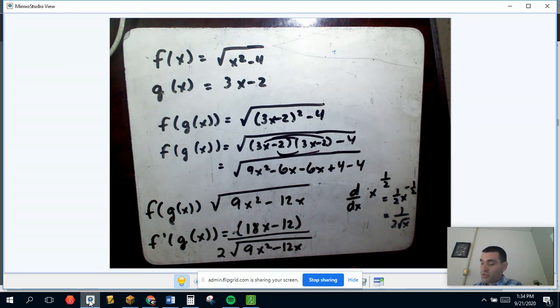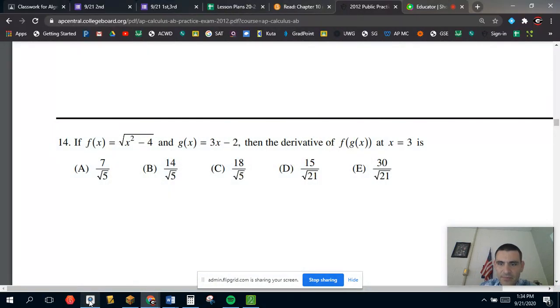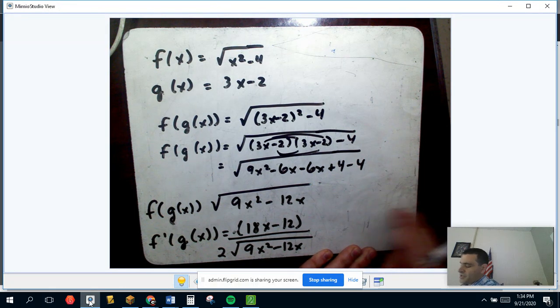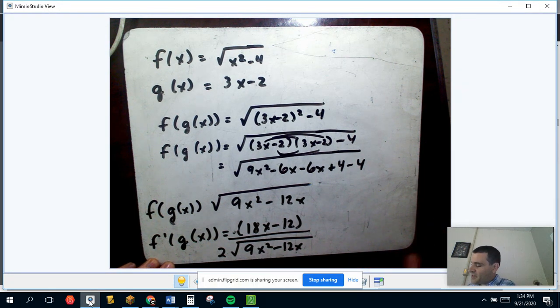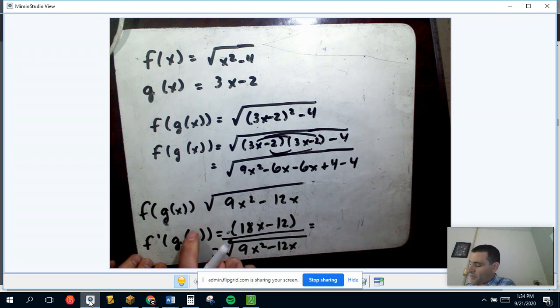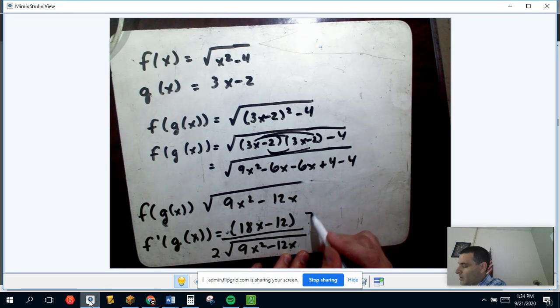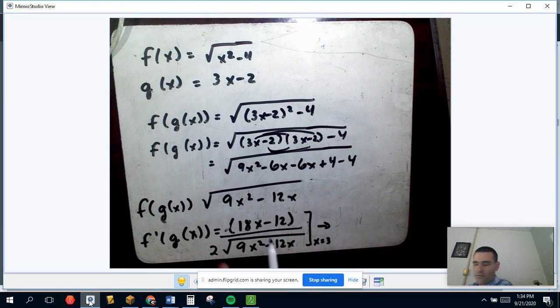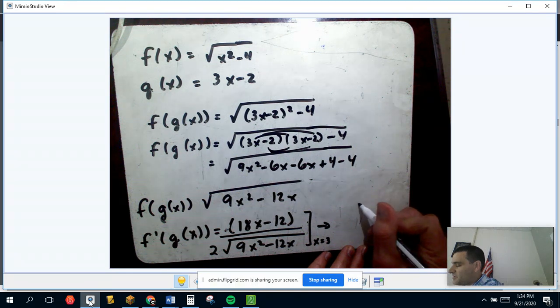Okay, so now we just want to put a 3 in there, I think is what it said. Yeah, at x equals 3. All right, so let's do that. I'm going to evaluate it at 3. We'll just say x equals 3. So I put a 3 up here. 18 times 3 is 54. 54 minus 12 is 42.